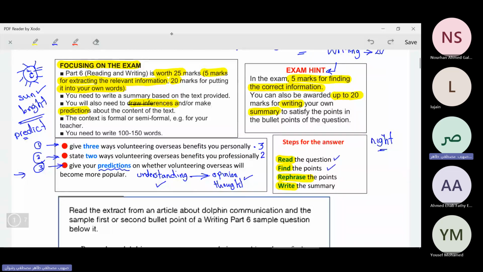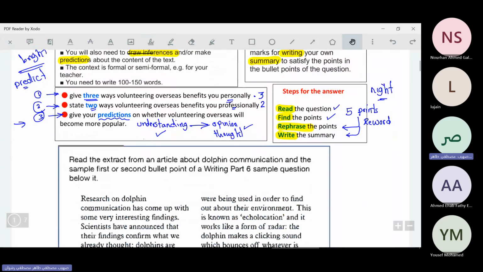What points are required here? Three about volunteering personally, and two about volunteering professionally. All right. After I found the five relevant points from the text, what should I do? I should rephrase these five points. I should reword these five points. While I am rephrasing or paraphrasing or rewording, the last stage is to write or produce your summary. The main skill here, and the most important skill, is paraphrasing. So take care, please, here.